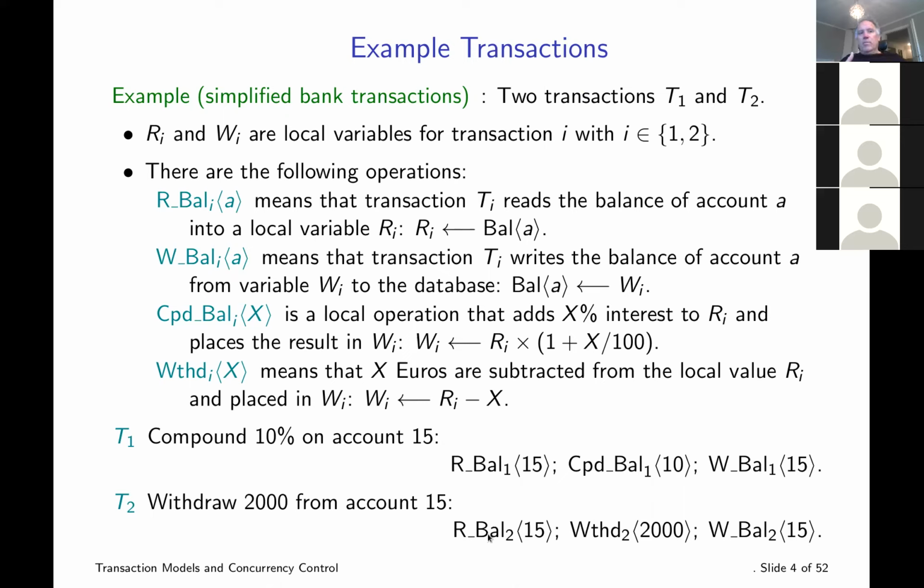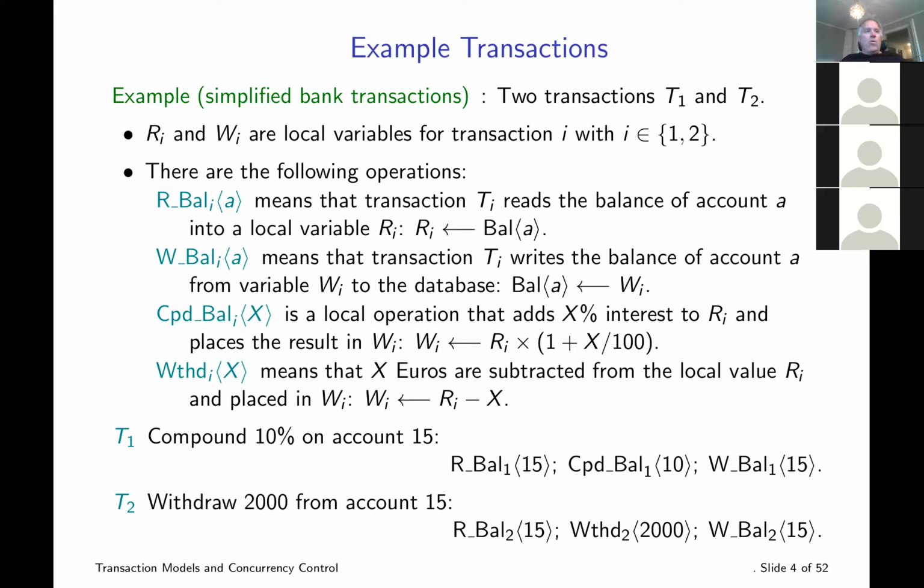So I'm also asking on that same day to withdraw 2,000 crowns from account number 15. So it reads the balance, withdraws, and then writes out the new balance with 2,000 fewer crowns. All right, so these are two transactions that can be run through at the bank.